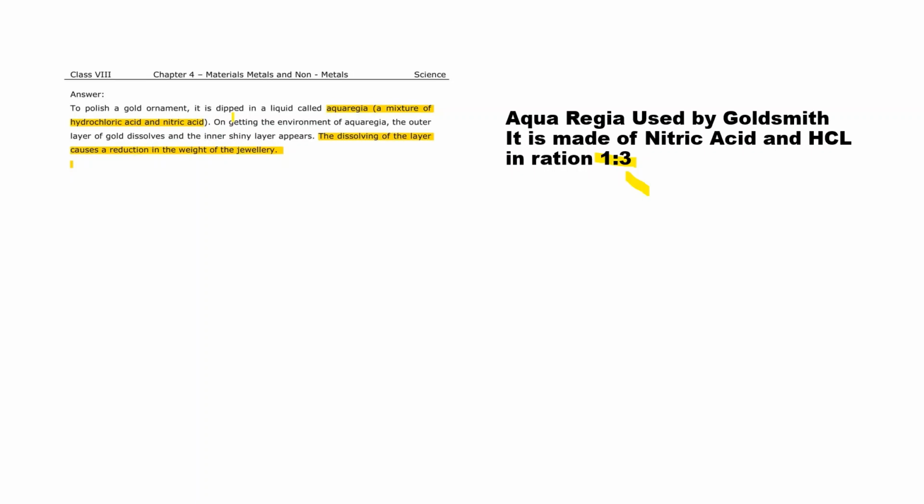So on getting the environment of the aqua regia, the outer layer of the gold dissolves and the inner shining layer appears. So that means some of the gold gets dissolved in this solution, and that's why there is a weight loss in our ornaments. So this is the reason for the weight loss. So this is all about the chapter.